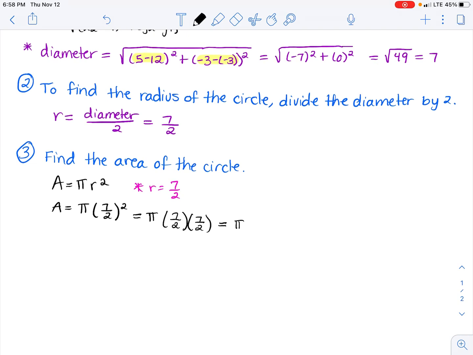So I have that this is pi times 7 times 7, which is 49, and then 2 times 2, which is 4. And so I have 49 pi over 4. Because here, to get 49 pi over 4, I just took the pi and multiplied it by the 49. So again, I'm multiplying across when you have fractions. So multiplying fractions, you multiply across.